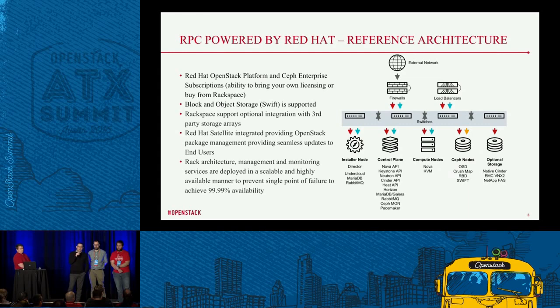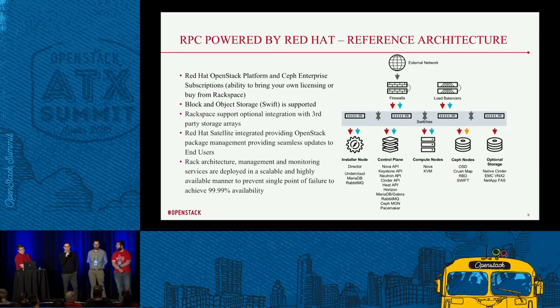So the Red Hat OpenStack Platform and Ceph Enterprise subscriptions are a little bit flexible compared to other managed services, in the sense that you have the ability to bring your own licensing, or if you choose, you could purchase your licensing directly through Rackspace. We do support block and object storage, Swift. Rackspace supports optional integration with third-party storage arrays. I know a lot of managed services don't really want to integrate with third-party storage arrays, and we're open to that. So if there's an interest in doing that, we're more than glad to have that discussion.